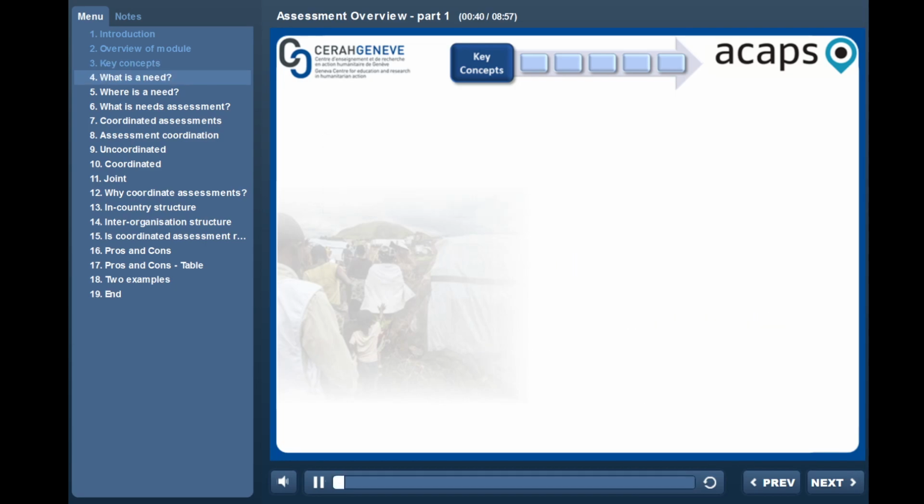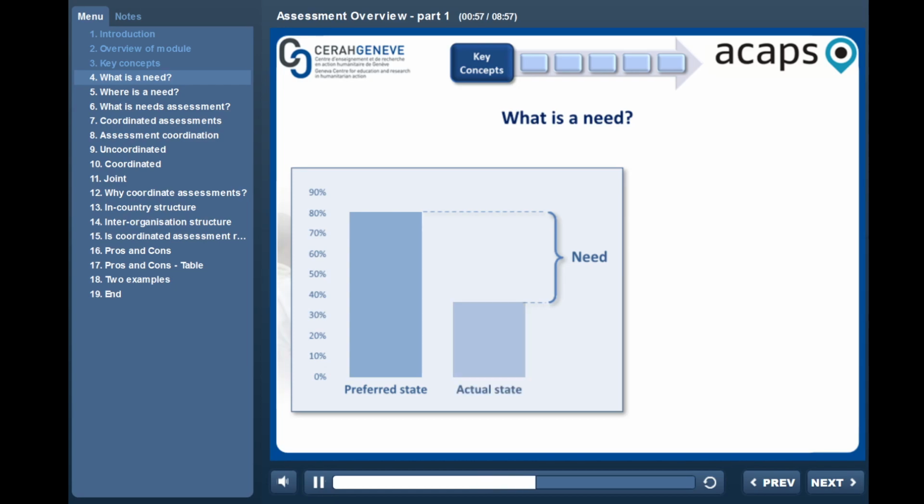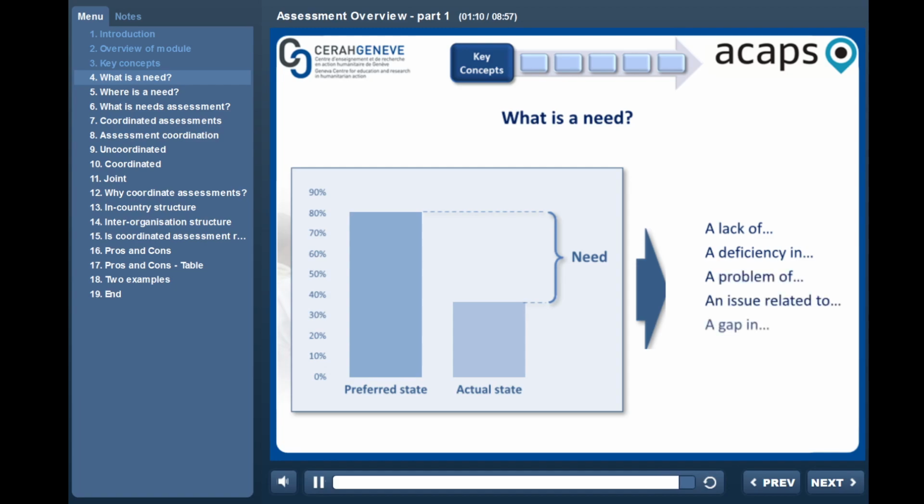Let's first define need. The concept of need is often misused, and it's important to agree on its meaning before going further in this course. In this graph, the need is the difference between the preferred state following humanitarian relief, recovery, or defined development goals, and the actual observed or measured state that the affected population is currently in. Fundamentally, you can identify a need where there's evidence or report of a lack, a deficit, a deficiency, a problem, an issue, a gap, a shortage, etc.